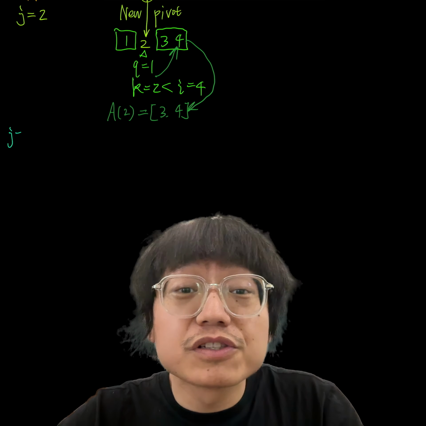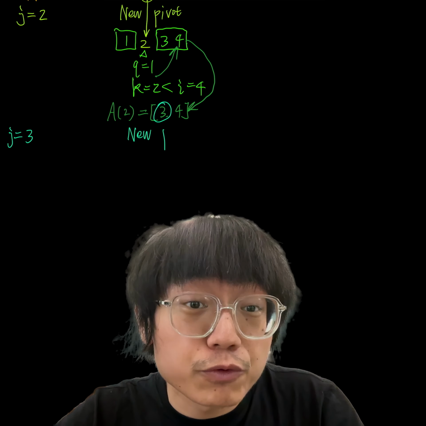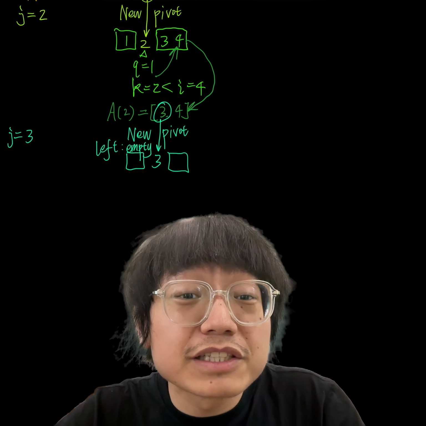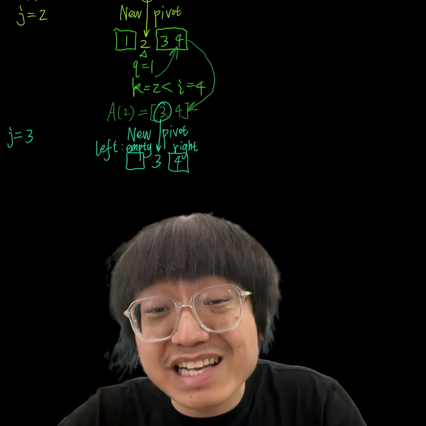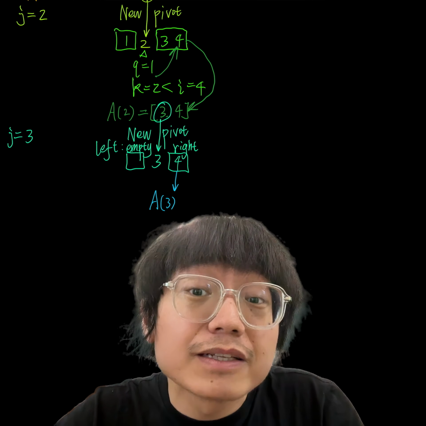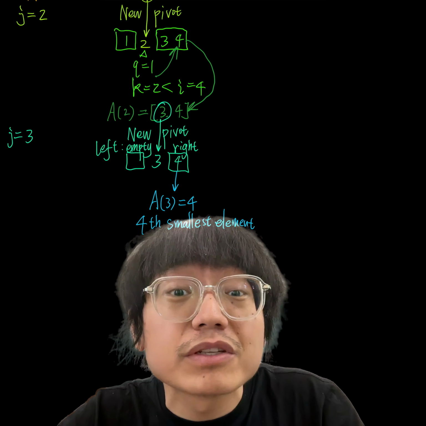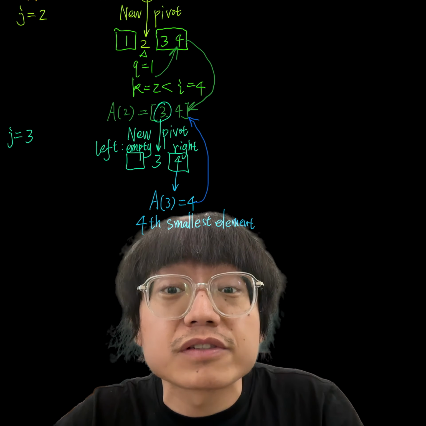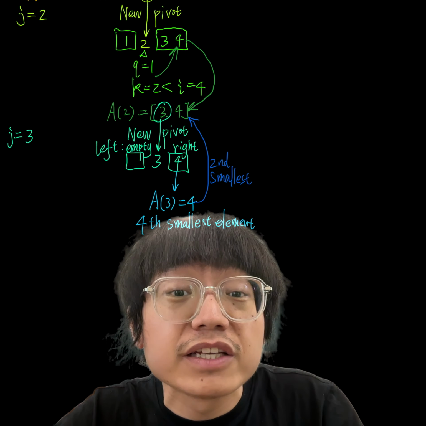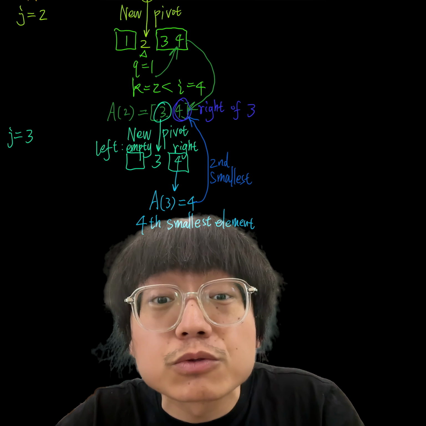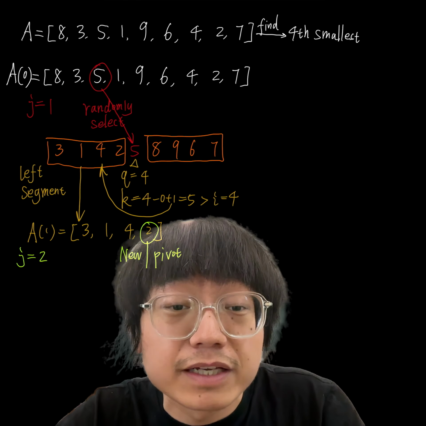And then we do the third partitioning, where j equals 3, and we find a new pivot, which is, let's say, 3. So the partition result is: left of the pivot is empty, the pivot is 3, and the right of the pivot is 4. So A of 3 contains one element, 4, because we're seeking the second smallest from A of 2, which falls to the right of the 3, right? So we get 4, right?